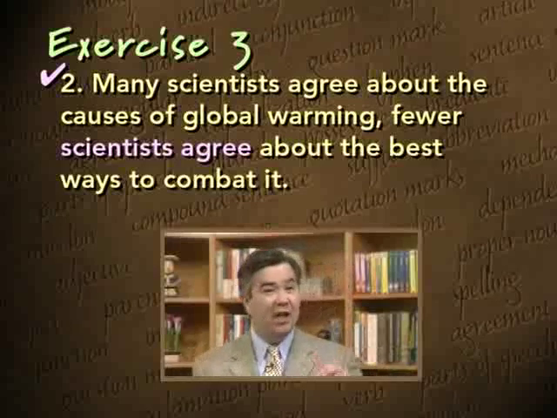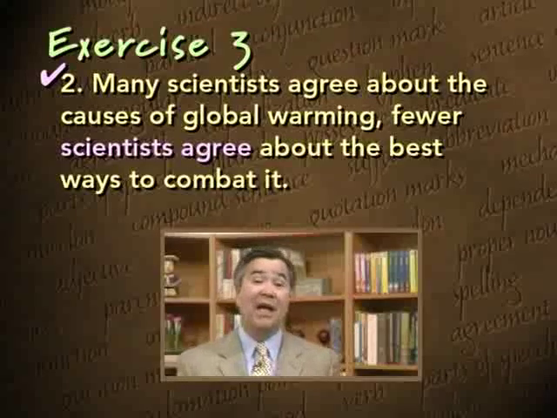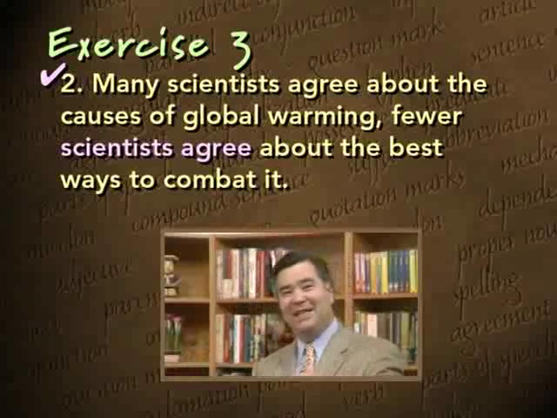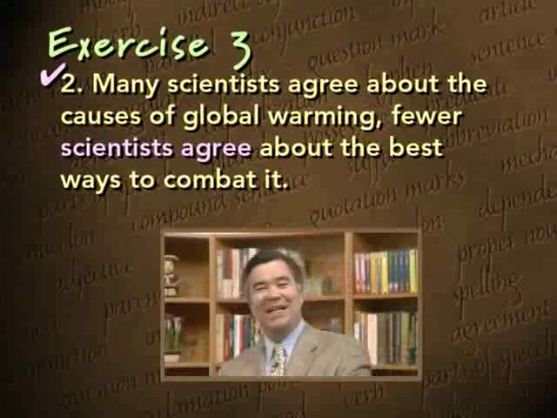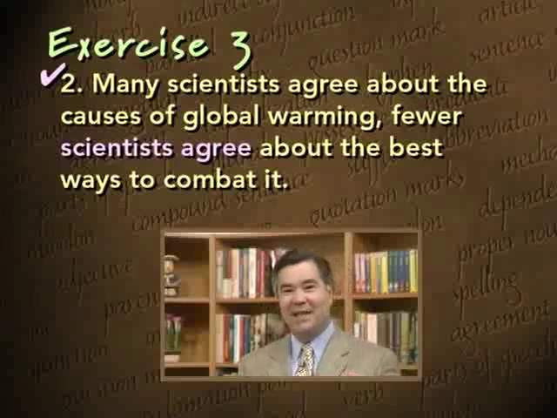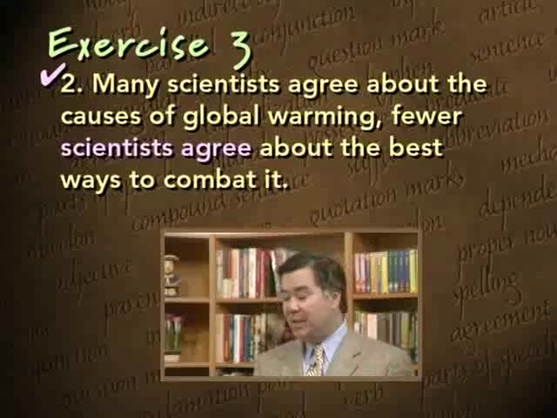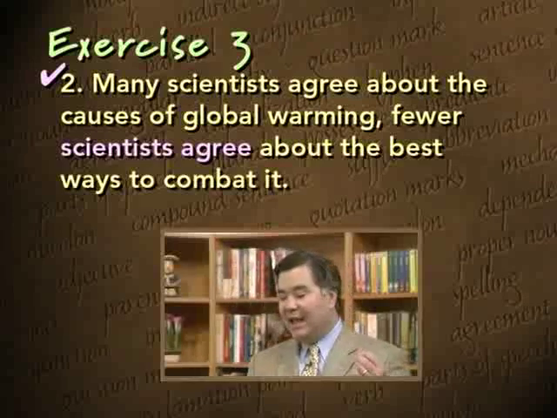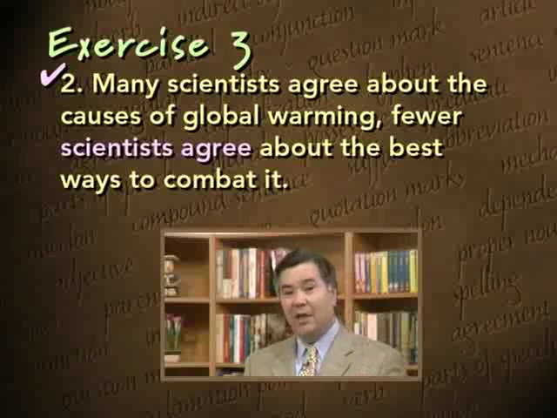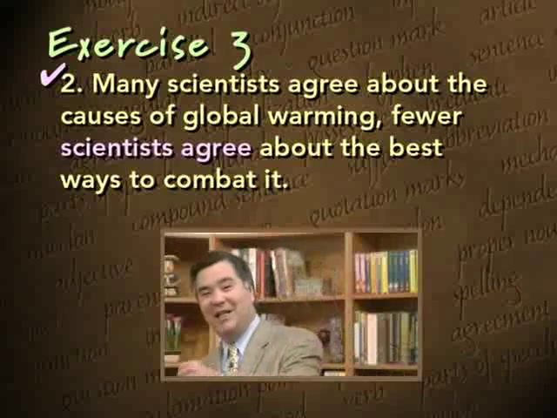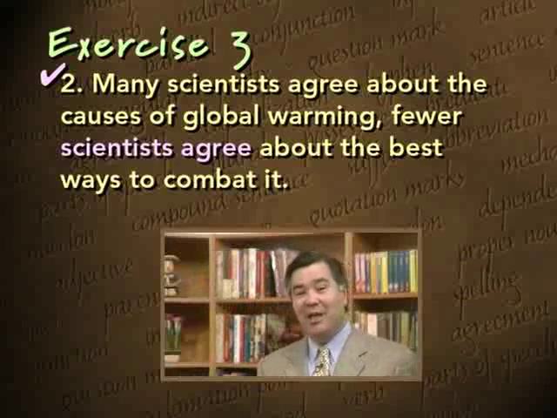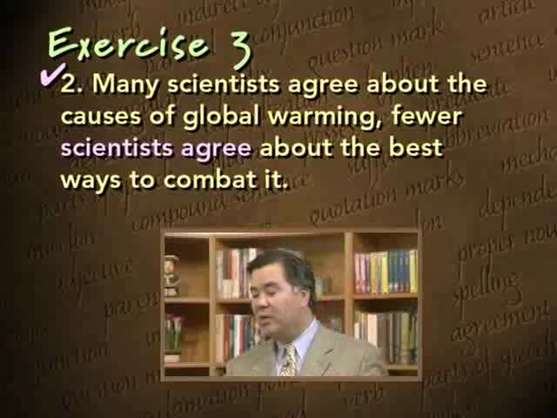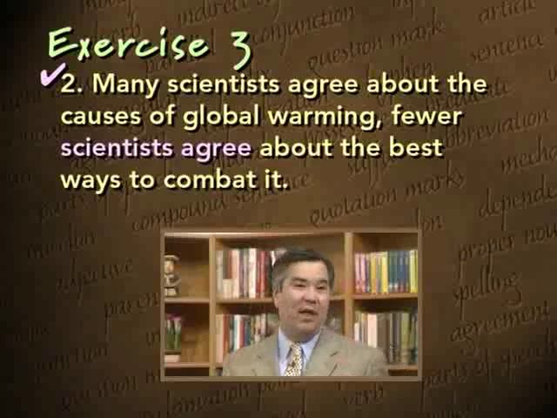Has he done the ellipsis correctly? Well, let's apply our test. We should be able to take the same words from the first clause, which were omitted in the second clause, and insert them into that second clause and have the sentence make sense. Now, what are the words that were omitted from the second clause? The words that were omitted are scientists agree. When we take those words from the first clause and insert them back into the second clause, does it read correctly? Many scientists agree about the causes of global warming. Fewer scientists agree about the best ways to combat it.